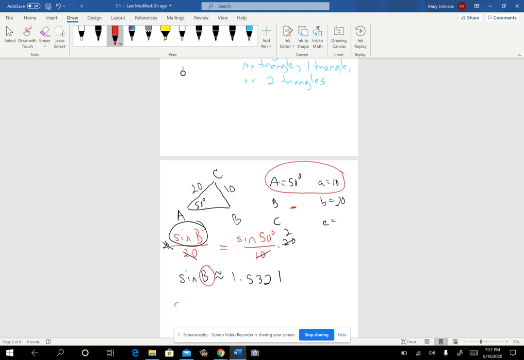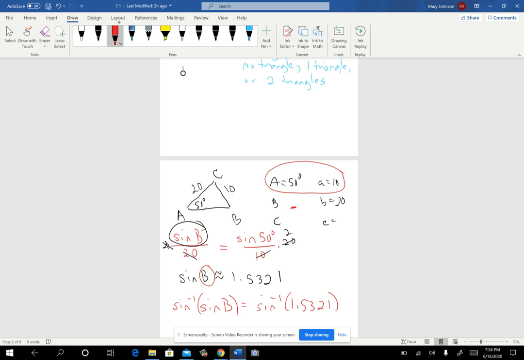So that means I would have to do sine inverse of both sides, to undo the sine and get what the angle is. Now watch what happens when we do this. If you try to do inverse sine, so second function in the sine button, and put in a 1.5321, your calculator says domain error.